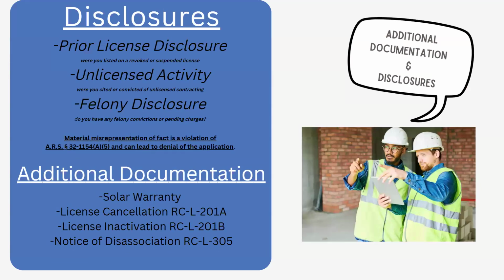Okay, disclosures. These are possible additional documents that may need to be submitted to complete your application. Such as a prior license disclosure form. If you've ever been on a license in another state, if that license was revoked or suspended, then statutorily that needs to be disclosed to us by completing that prior license disclosure form. Unlicensed activities. If you were ever cited or convicted of working without a contractor's license in any state, including Arizona, you need to disclose that by completing the unlicensed activity disclosure form.